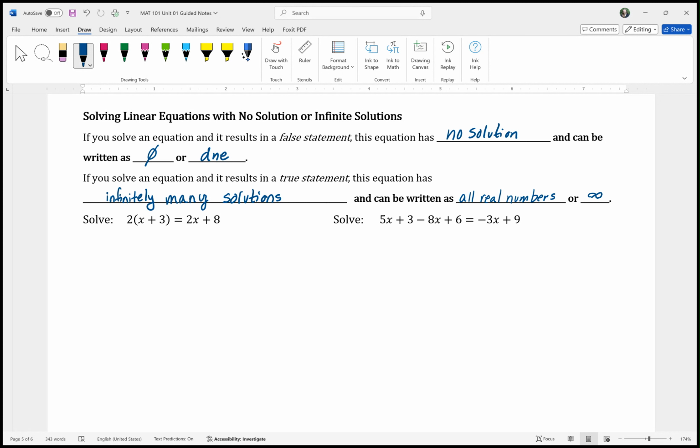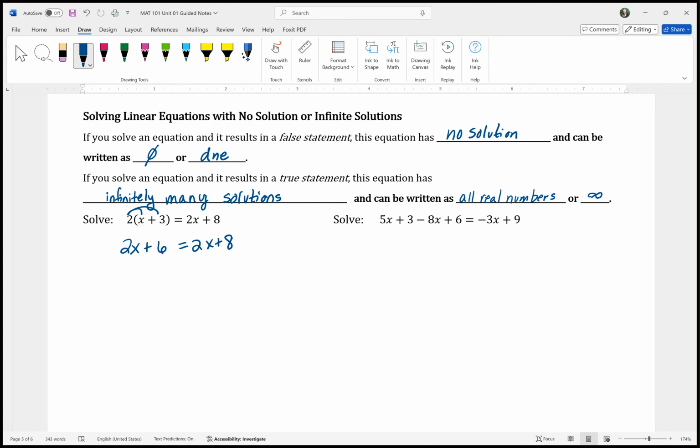That's a little hack. How do you know that it's going to be one of these? Well, let's check out this first problem, and then we'll talk about what happens here. Something special happens, and that's how you know that there's a special answer. So let's solve this like normal to begin with. First, distributive property. This is going to be 2x plus 2 times 3 is 6 equals 2x plus 8.